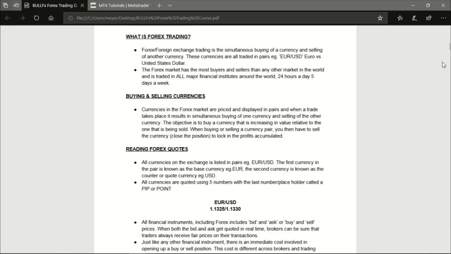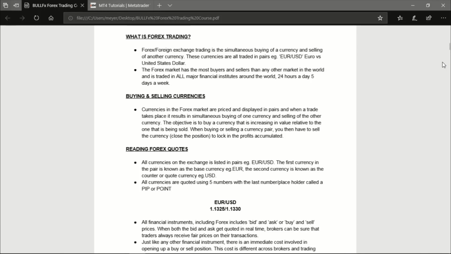So, the buying and selling of currencies. Currencies in the forex market are priced and displayed in pairs, and when a trade takes place, it results in the simultaneous buying of one currency and the selling of another currency. The objective is to buy a currency that is increasing in value relative to the one that is being sold. When buying or selling a currency pair, you will then have to sell the currency or close the position to lock in the profits accumulated.